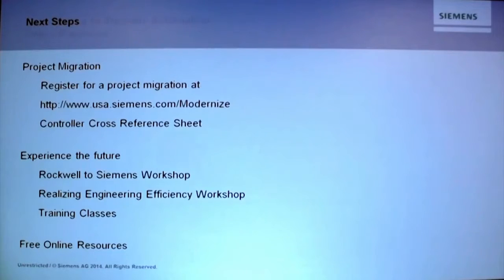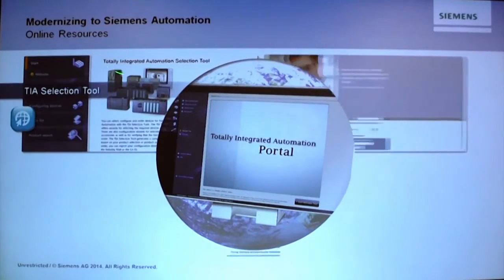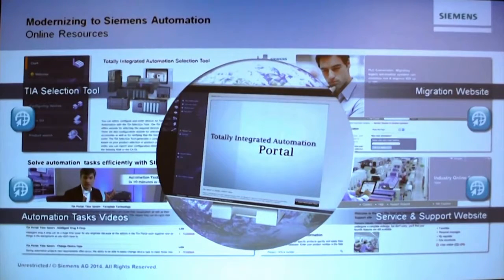And then, of course, your free online resources that we talked about. What are some of those online resources? We have a very nice TIA selection tool, which allows you to lay out a complete project. It asks you some questions. It'll make recommendations on controllers. It'll spit out part numbers for you. It'll lay out your whole system in this selection tool.